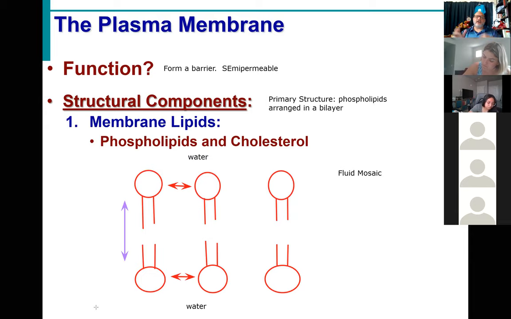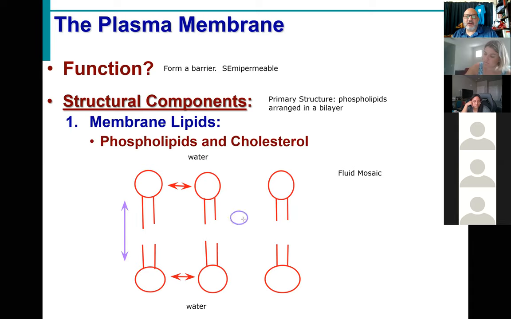So these phospholipids are constantly in motion. That is a good thing. It gives our plasma membrane a lot of flexibility, a lot of give. But if it's too loose, it's not going to form an effective barrier. And that's where our cholesterol comes in. Remember, we talked about this last time. Cholesterol we think of as being a bad thing, but it's not necessarily a bad thing.